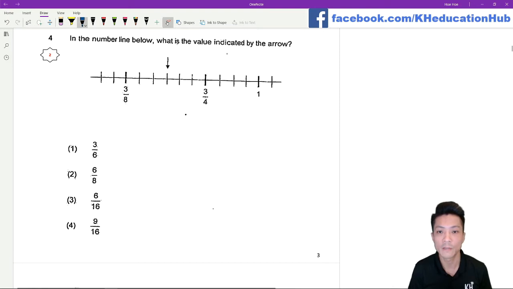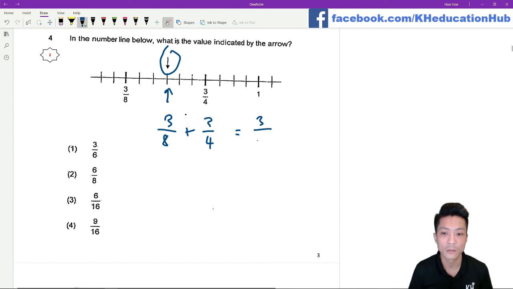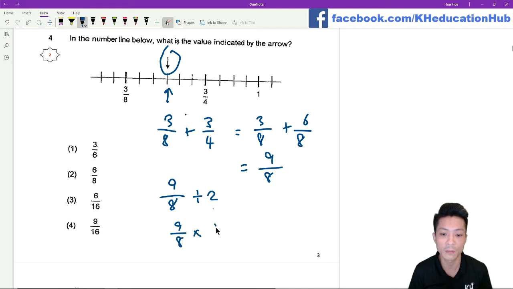Question 4, in the number line below, what is the value indicated by the arrow, which is this one over here? Okay, in this question, we can see that the arrow is actually the midpoint between 3 over 8 and 3 over 4. So there's a shortcut which you can use if you want to find the midpoint between any two values. You just need to add the two values together, and then divide it by 2. So the first step, I'm going to add them together. Change them to a common denominator, which is going to give me 9 over 8. Next step, I'm going to divide them by 2, which basically becomes 9 over 8 multiplied by half. Okay, no reducing to be done, so it's 9 over 16. Answer is number 4.